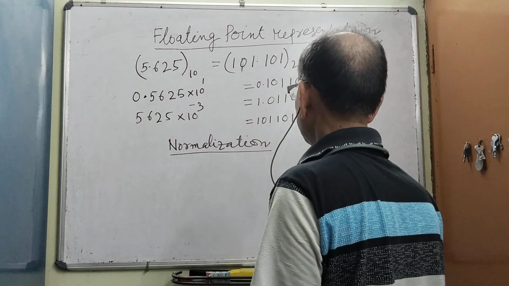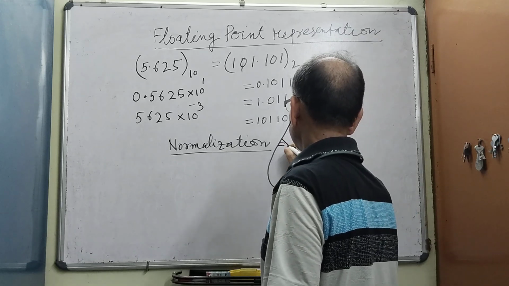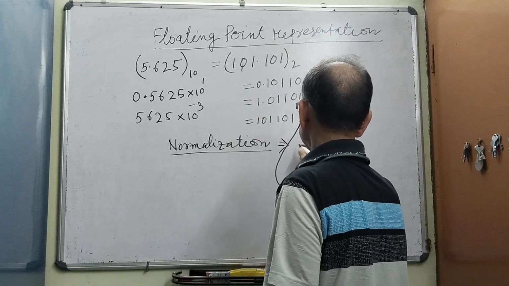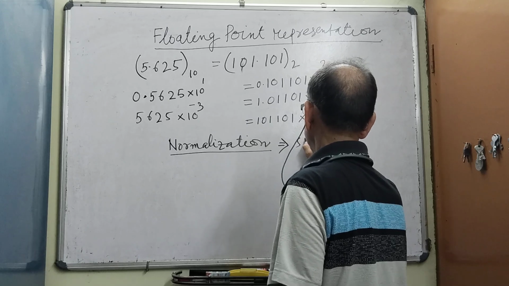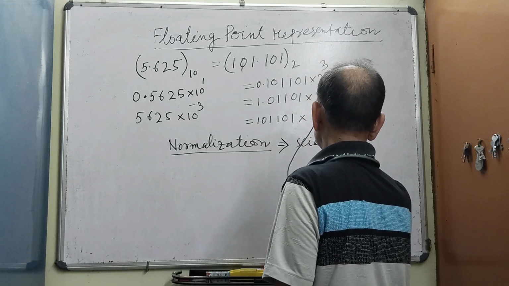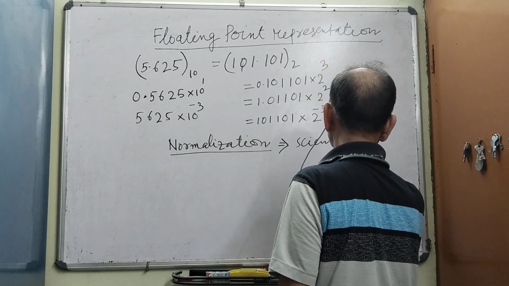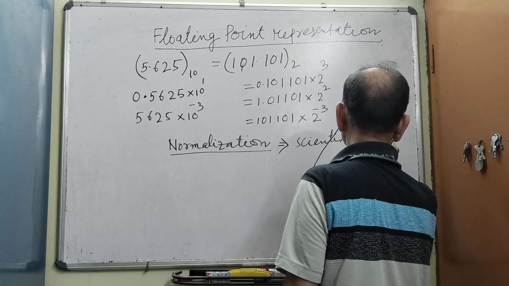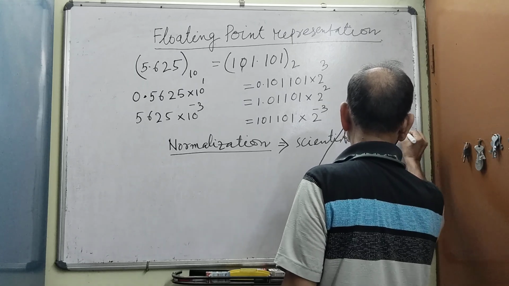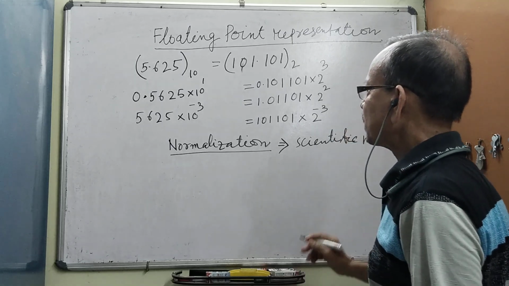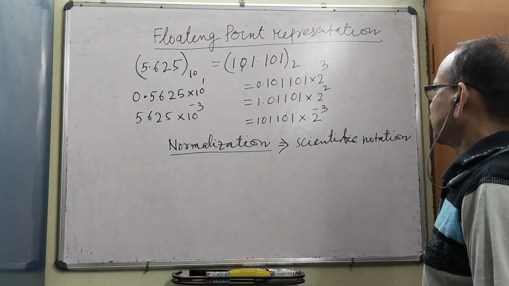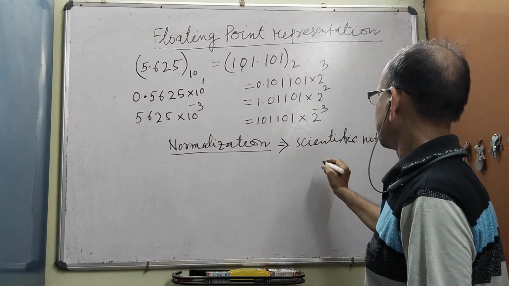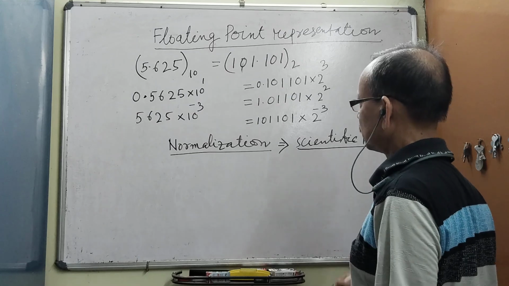So we can write with the help of normalization, scientific notation. We need some scientific notation. Now, how can we write the scientific notation?